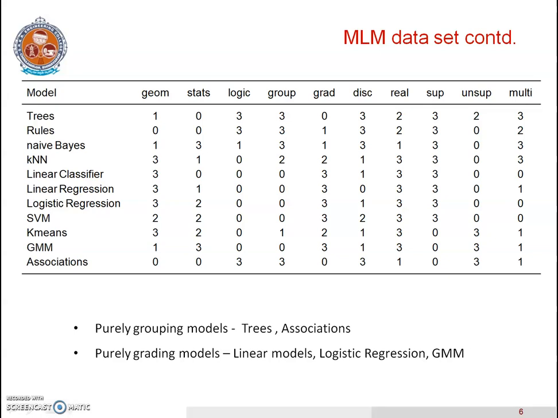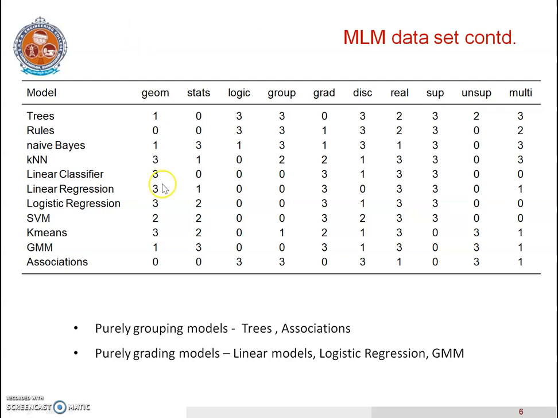Fourth column indicates whether the model is a grouping model. Fifth column indicates whether the model is a grading model. Sixth indicates whether the model can handle discrete data. Seventh indicates whether the model can handle real value data. Eighth column indicates whether the model can be used for supervised learning tasks. Ninth column indicates whether the model can be used for unsupervised learning tasks. And the last column indicates whether the model can handle more than 2 classes if present in the dataset.